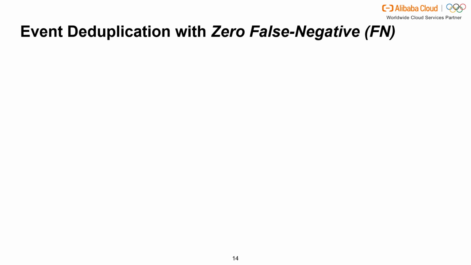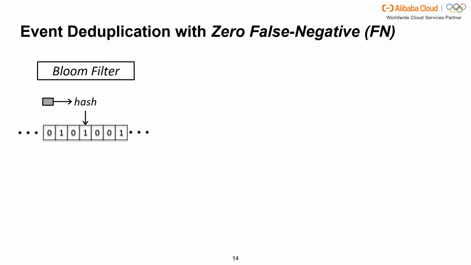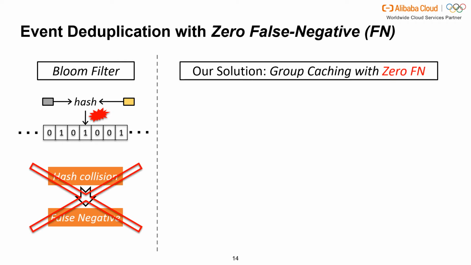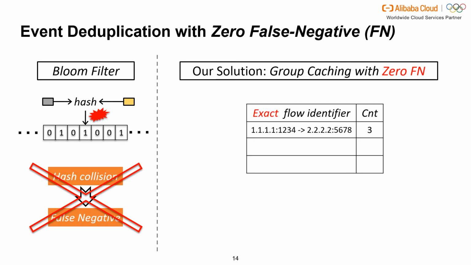The state-of-the-art data deduplication method is hashing-based approaches such as Bloom filter. Due to hash collisions, the Bloom filter has an unavoidable possibility of false negatives. False negatives could lead to missing flow events, which cannot satisfy NPM location requirements. To realize false negative-free event deduplication, we design a group caching mechanism. Group caching maintains a hash table. Each entry in the table records an exact flow tuple in order to avoid false negatives.